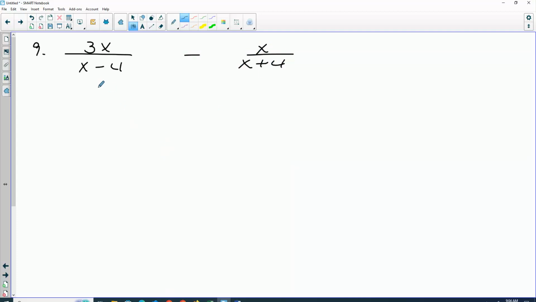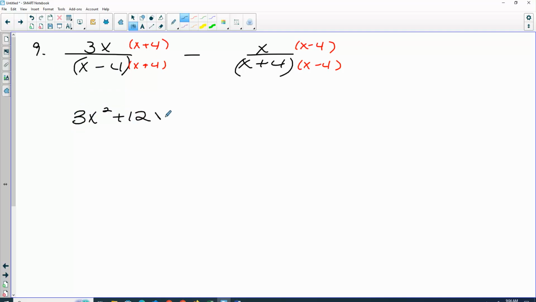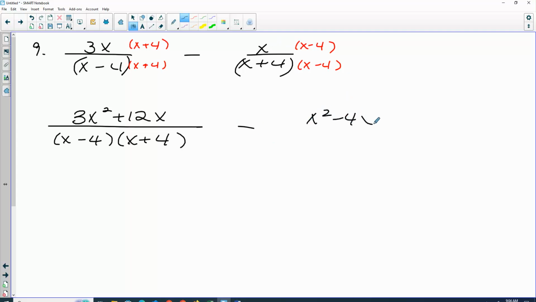We need the bottoms of the fractions to match. This has x minus 4, so like the other one, it needs x plus 4. So we have to multiply the x plus 4 on both top and bottom. This one has x plus 4, it needs x minus 4. So we multiply that top and bottom. On the top, you do have to go ahead and distribute, so that gives us 3x squared plus 12x. On the bottom, it's just going to stay x minus 4, x plus 4. You could multiply it out if you wanted to, you don't have to. This one, if we distribute our x, we get x squared minus 4x. Bottom stays.